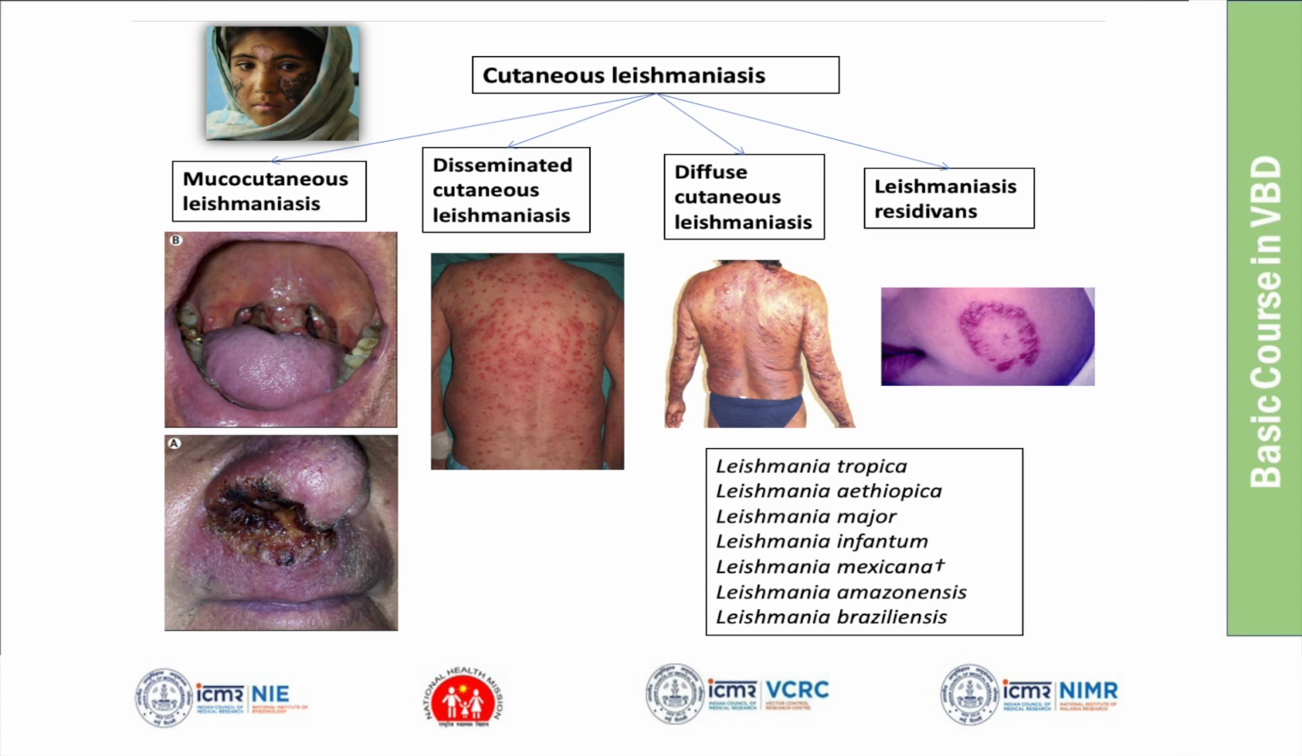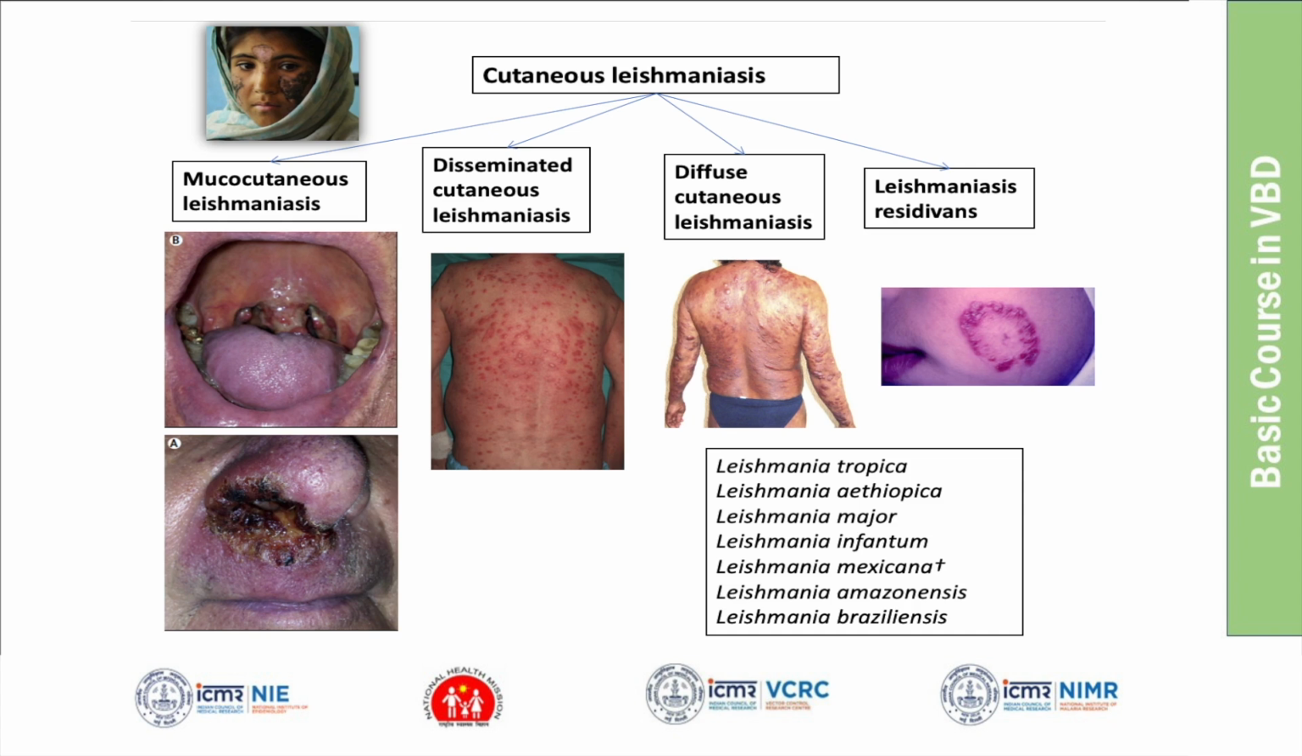It only forms papule-like forms. It will not ulcerate, whereas the disseminated cutaneous leishmaniasis sometimes ulcerates. That is the difference between these two.